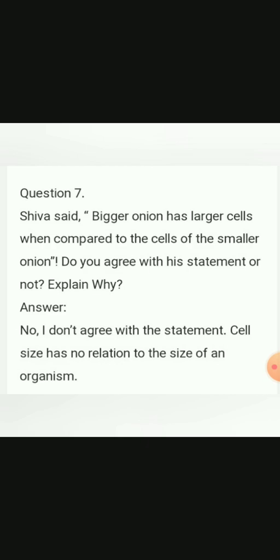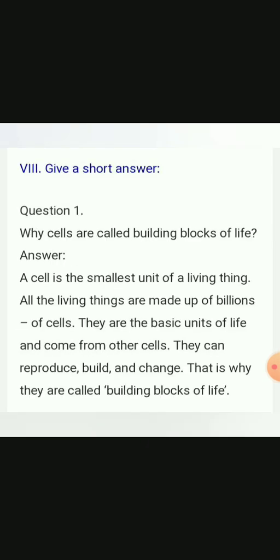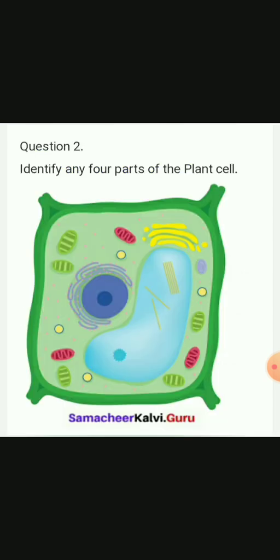Okay children. Next one, give a short answer. Question number 1, why cells are called building blocks of life? Answer: a cell is the smallest unit of a living thing. All the living things are made up of billions of cells. They are the basic units of life and come from other cells. They can reproduce, build and change. That is why they are called building blocks of life.